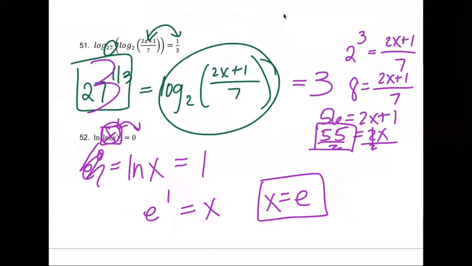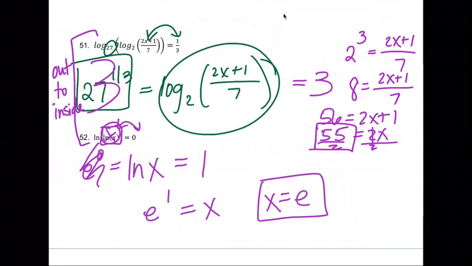So with 51 and 52, think about working from the outside to the inside. But you're going to be converting to exponential twice, essentially. You're going to do it once on the outside, you'll evaluate, then you'll do it again for the stuff on the inside.